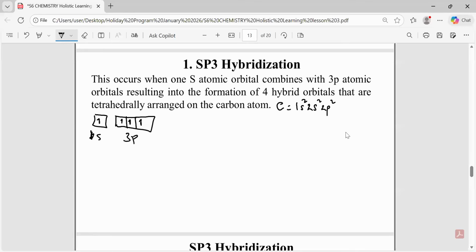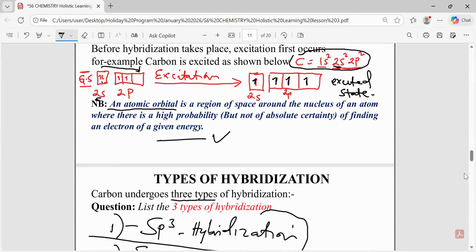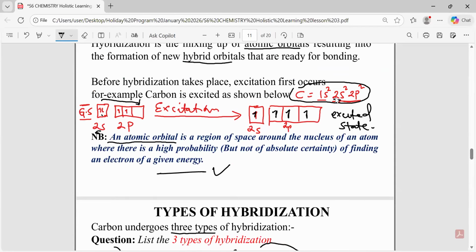So I was trying to bring an illustration here. We have our excited state of carbon, isn't it? And we are seeing that in the excited state, the p now has 3 electrons, yet initially it had 1 in the 2p. The extra one is the one which moved from the 2s to 2p and occupied this free space. So in the excited state, in s we have 1, and in p we have 3.